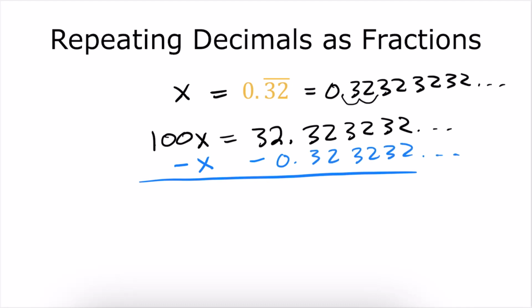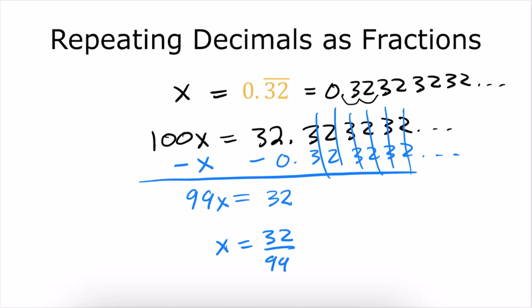And because both of these decimals go on forever, all of this decimal stuff is going to cancel out because 2 minus 2 will be 0, 3 minus 3 will be 0, 2 minus 2, and so on. And basically, you'll get that 32 equals 99x. And then you can figure out what x is by just dividing both sides by 99, and you get that x equals 32 over 99.